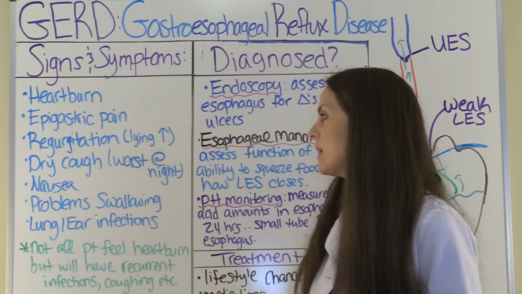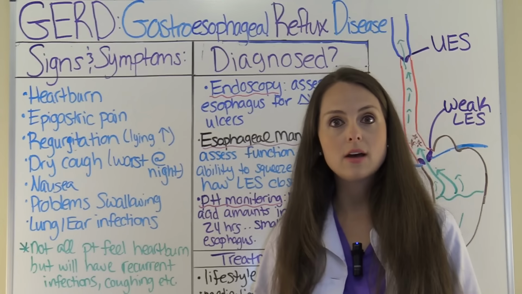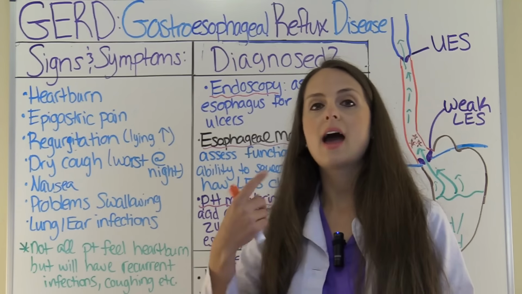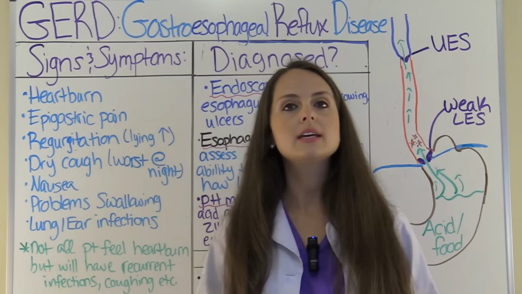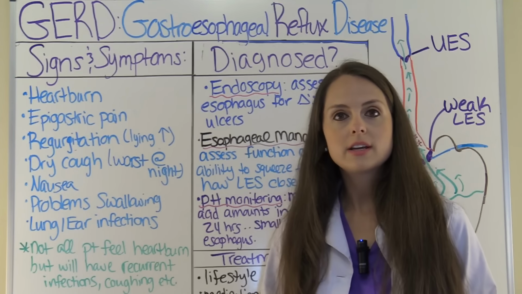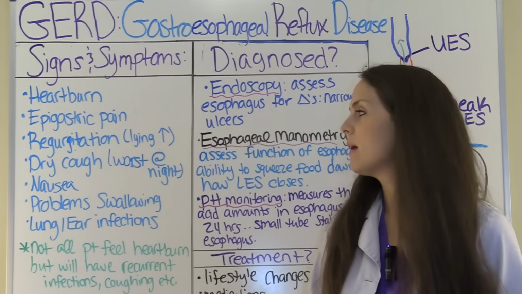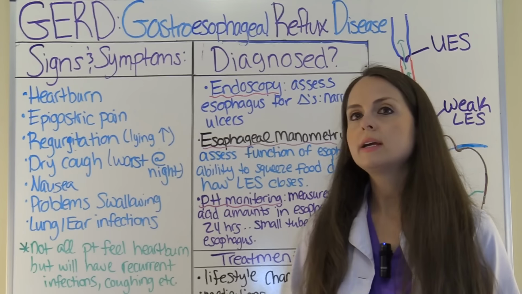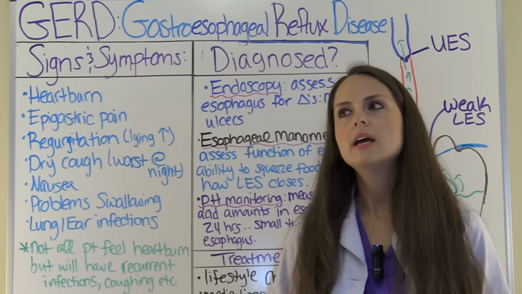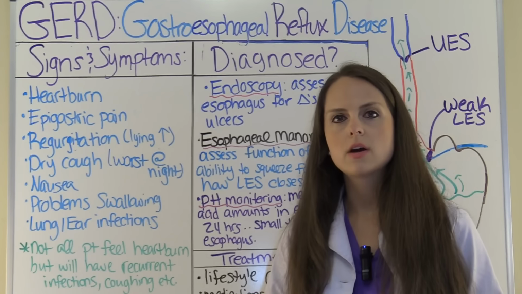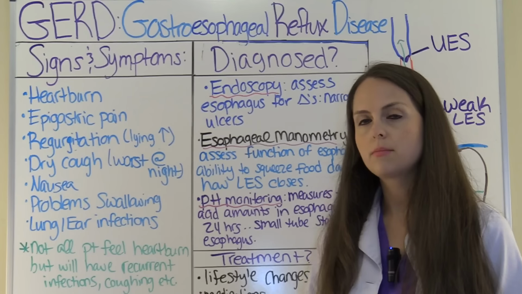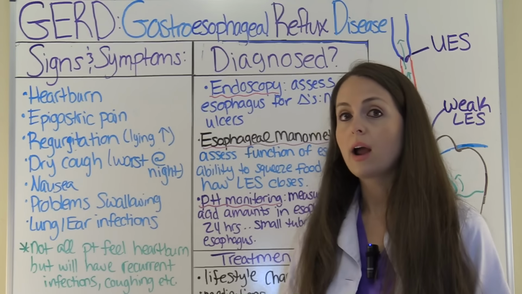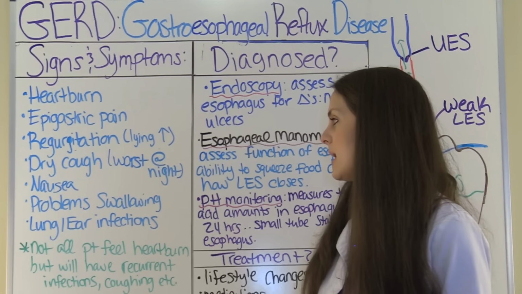Another thing is dry cough, which tends to be worse at night when they're lying down sleeping, as that acid is coming up through that esophagus. They start to get choked on it and they cough, or they may have a cough throughout the day. Nausea, problems swallowing. A lot of patients I've had report it just feels like there's a lump in my throat, and that could be, again, possibly from the erosion or regurgitation, the acid coming up.